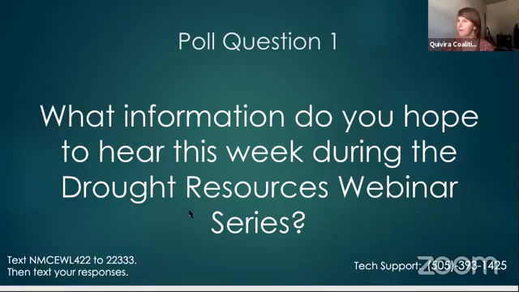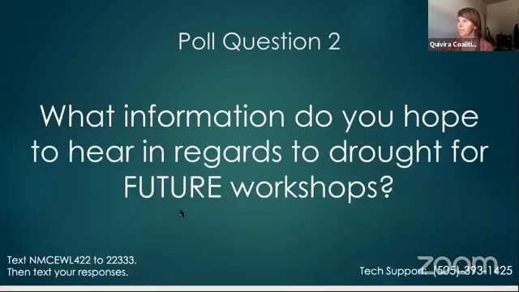Thank you. We're going to move on to the next question. For this, you don't have to do anything different. Just text to that same number. Once you've entered the NMCool422, you're in and you're good. So the next question is, what information do you hope to hear in regards to drought for future workshops? So those workshops beyond this week. And I will cue up the song again.